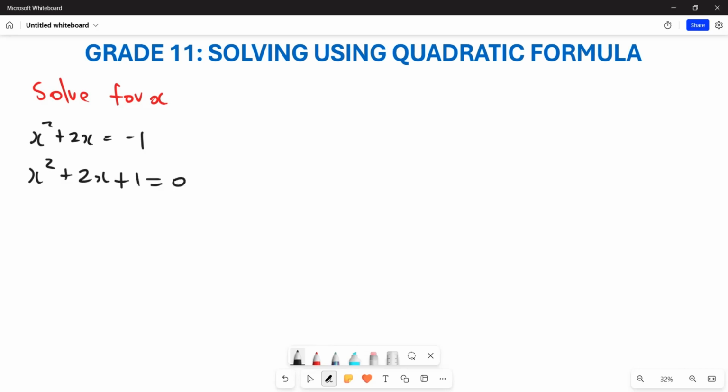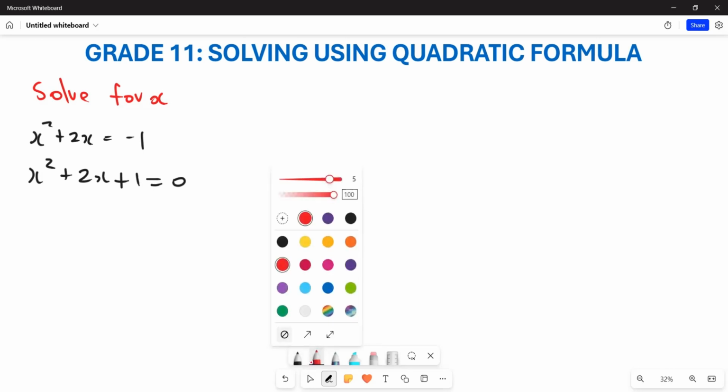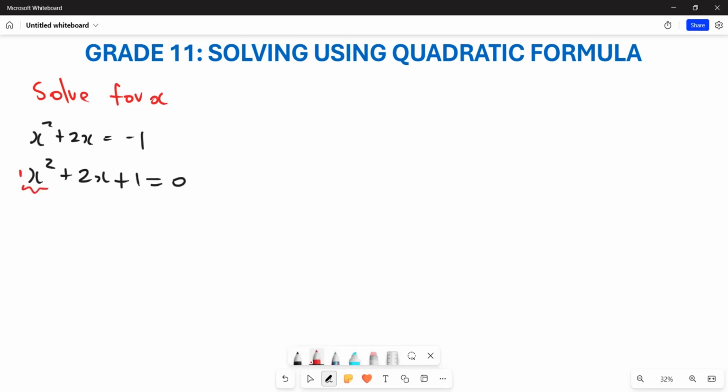Remember, we start by writing this in standard form. Then the next thing is to identify the coefficients A, B, and C. Your A here is 1, your B is 2, and your C is 1. So now you are going to write your quadratic formula, which is x equals negative B plus or minus the square root of B squared subtract 4AC, over 2A.